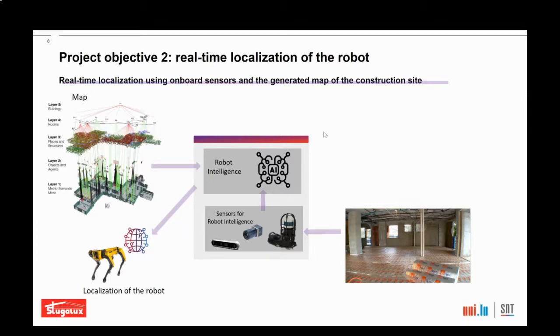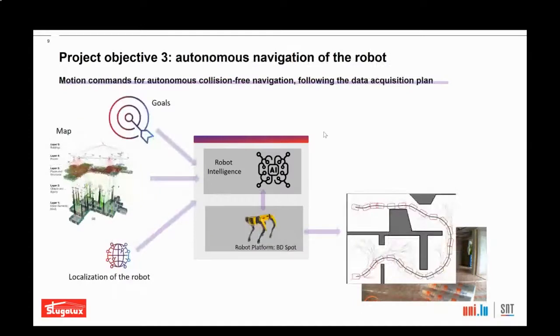And if the robot knows where it is, then of course we can also create, automatically, on-site and in real time, autonomous collision-free navigation, also following the data acquisition plan. But you can imagine in the original data acquisition plan, you only have the spots where the robot should go to. And on the real construction site, you have people running around, you have unforeseen obstacles.